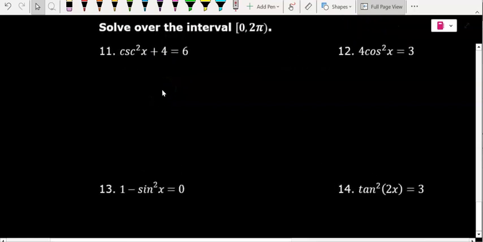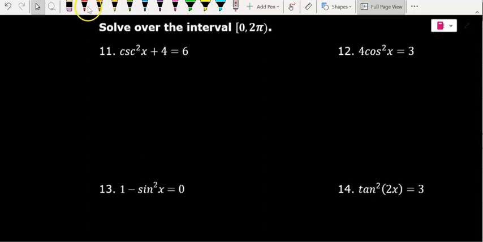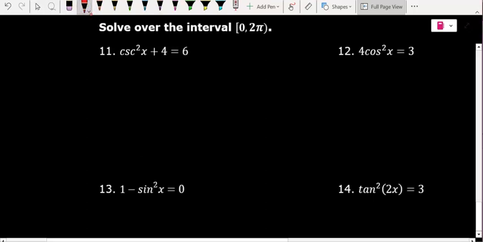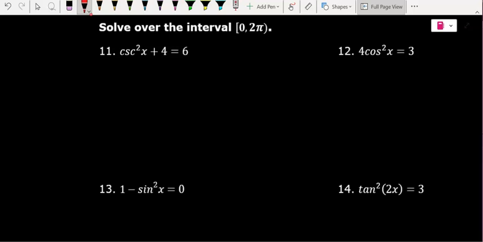All right, so now let's go ahead and see what we've got here. We're going to be solving this over the interval of 0 to 2 pi. So I have cosecant squared plus 4 is equal to 6. So I'm just going to go ahead and subtract 4 from both sides. And that's going to get me cosecant squared is equal to 2.